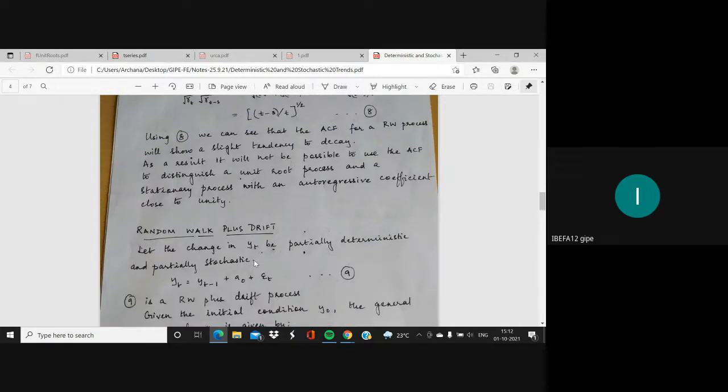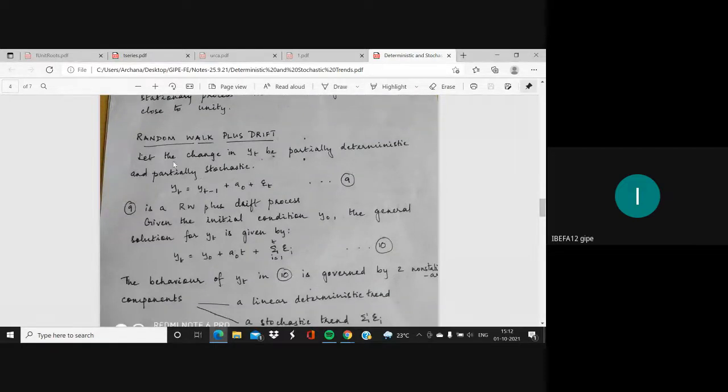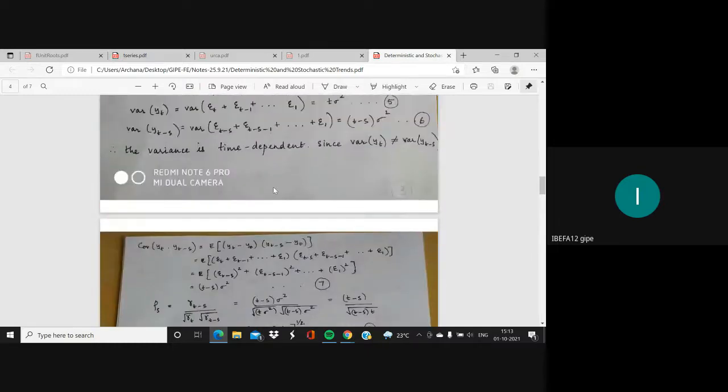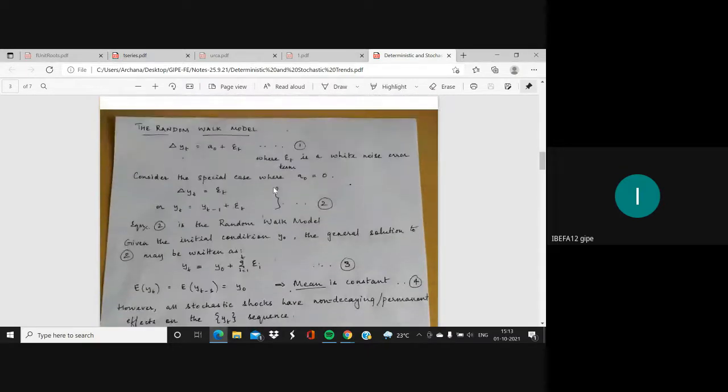Now, if you augment this random walk model with something known as a drift, in this case let the change in yt be partially deterministic and partially stochastic. So this is the case of the stochastic trend that we had discussed earlier. You'll find that the same sort of equations are appearing here. So if you add to that simple random walk model that we saw earlier an intercept, which is called a drift term.